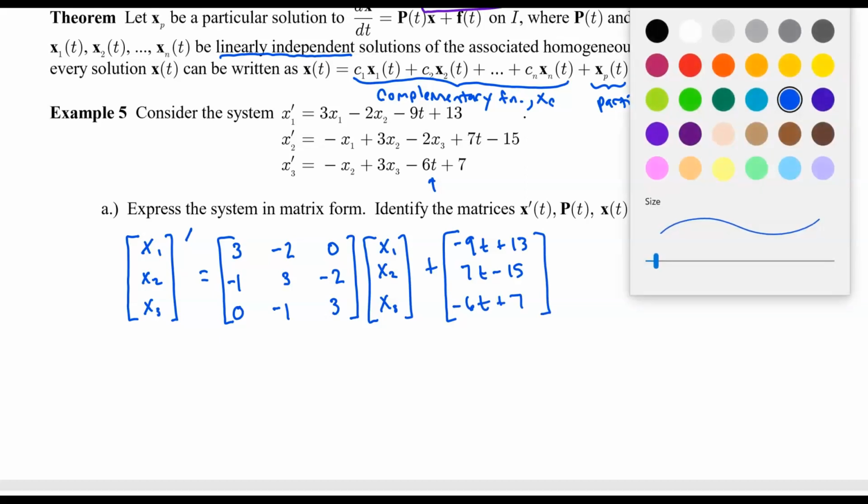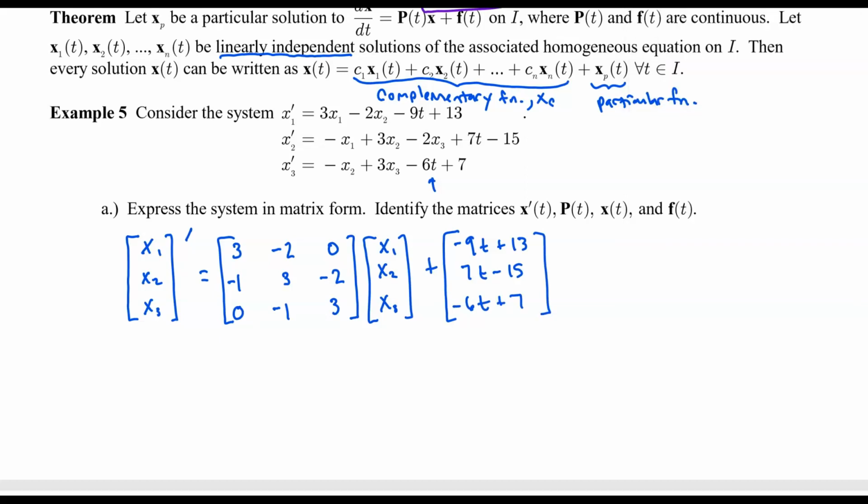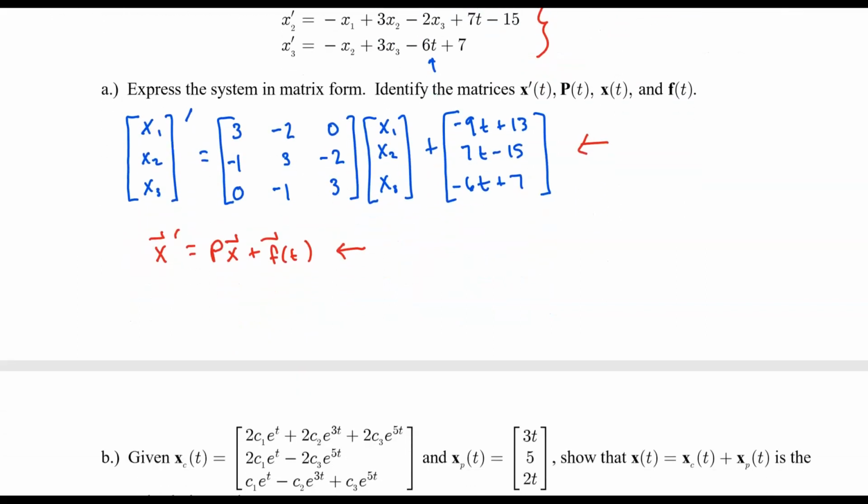So in this matrix equation, we have x bar prime on the left side. We have our coefficient matrix P times x bar plus a column vector of non-homogeneous terms. So both of these represent the same system. You can see this one's very efficient and concise. This one organizes our information into different components, but they both represent the same system.